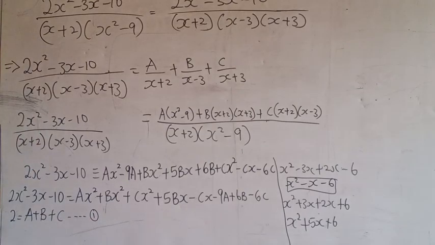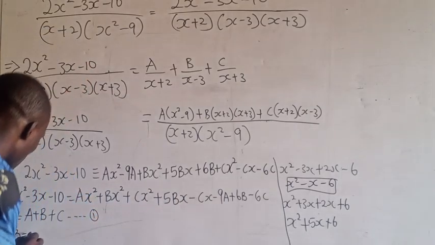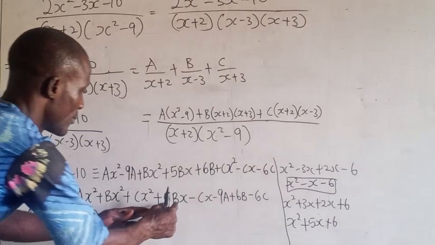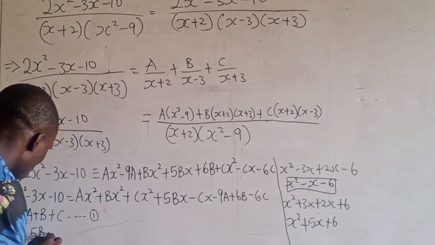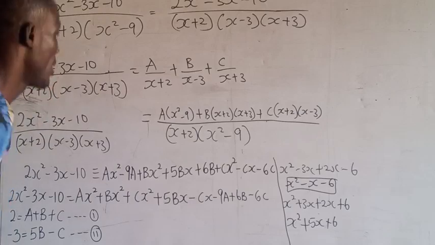Now the next thing is coefficient of x. The coefficient of x here is actually minus 3. So minus 3 equals, now let us look at this side. Coefficient of x, I have plus 5b. Plus 5b can be written as 5b, then minus c. So this is equation 2.